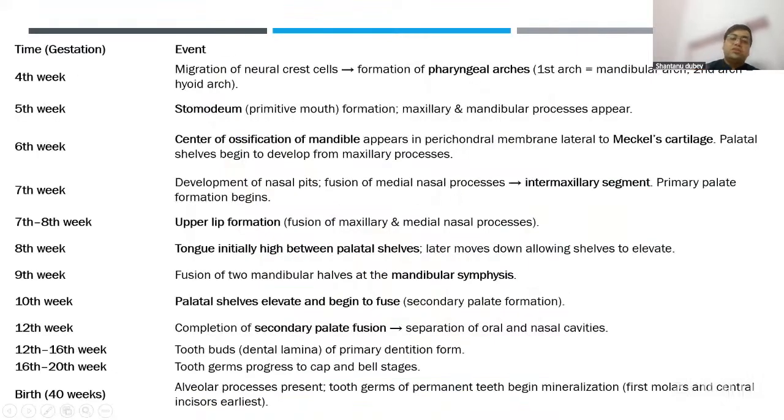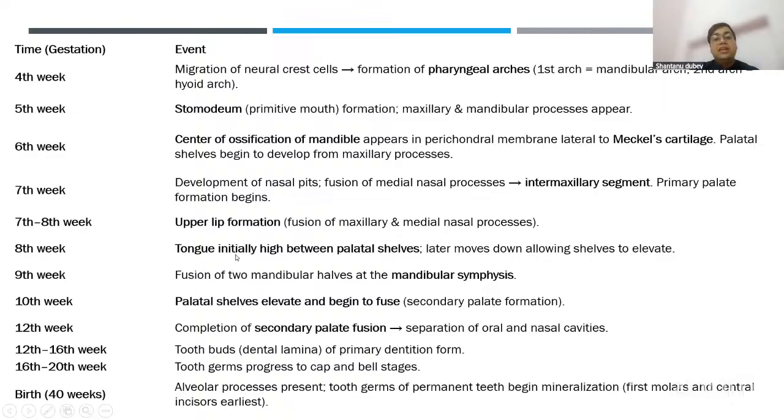I thought it would really help if we give a gist of important dates which you have to learn. 4th week, migration of neural crest cells. 5th week, the stomodeum is formed, which is the primitive mouth, and the maxillary and mandibular processes appear. 6th week, center of ossification for the mandible, no confusion. 7th week, development of nasal pits, not that important. 7th to 8th week, upper lip formation, not that important. They might not ask you.